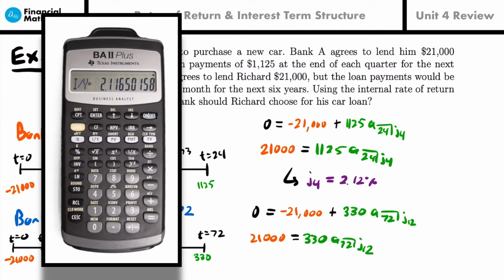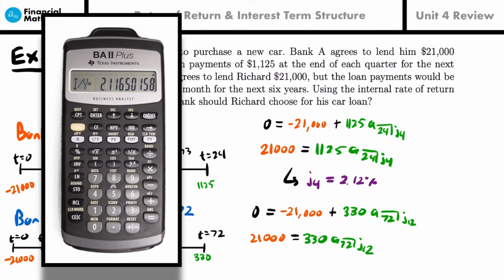And try to write down as many decimals as possible when you're doing this for your own work, because we are going to have to convert this interest rate to an annual effective rate in order to compare it to the other interest rate. But we'll come back to that. For now, let's calculate what this interest rate would be, J sub 12, the monthly effective interest rate that would be used for the loan from Bank B.